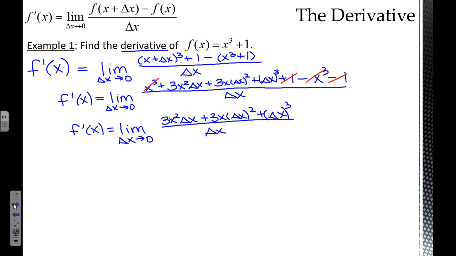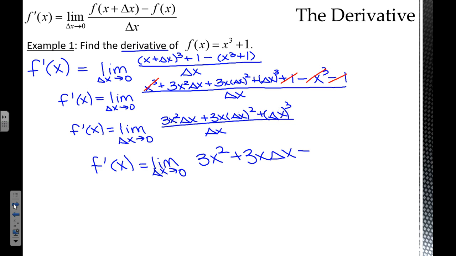Okay, let's think about factoring it out and simplifying down, right? We're going to be able to reduce those delta x's because we have a delta x in the denominator. To save some space, we're going to do that and simplify all at once. So if we factor out a delta x and cancel it out with the denominator, we are left with 3x squared plus 3x delta x plus delta x squared.